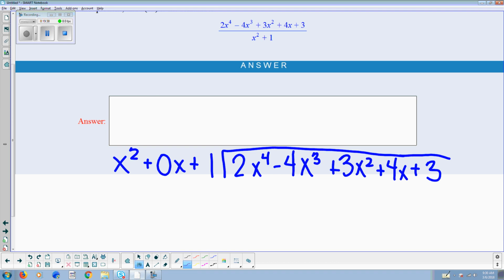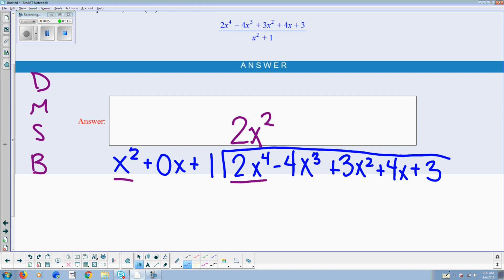So, long division, I will remind you, the algorithm is daddy, mommy, sister, brother. Daddy, mommy, sister, brother. Daddy, mommy, sister, brother. D, daddy, stands for divide. So you're going to say, what is 2x to the 4th divided by x squared? Or what could you multiply by x squared to get 2x to the 4th? 2x squared.